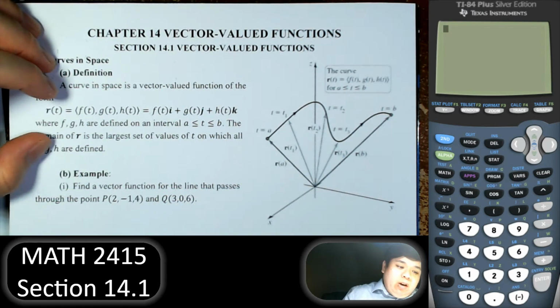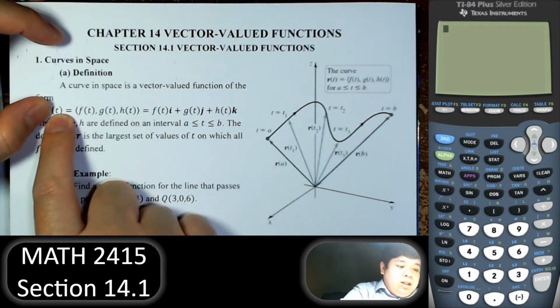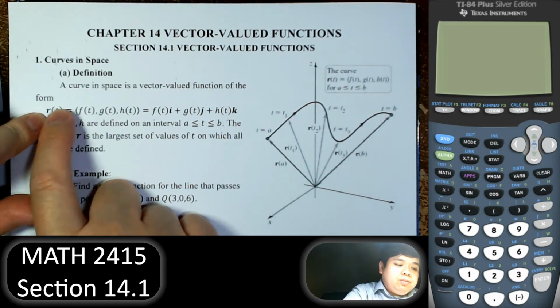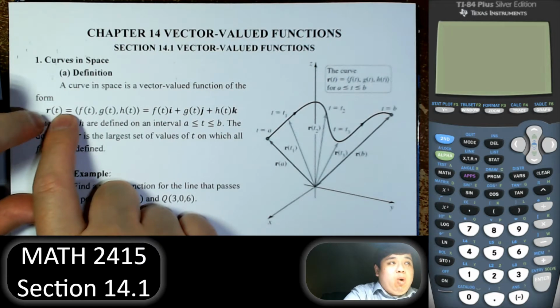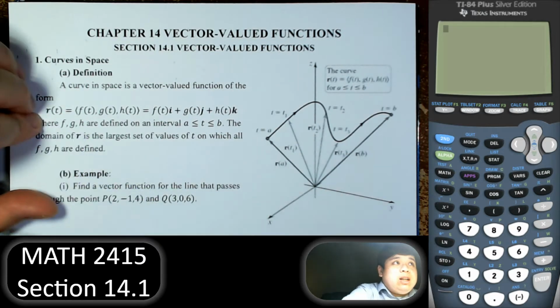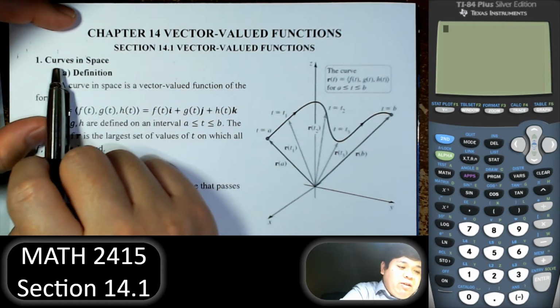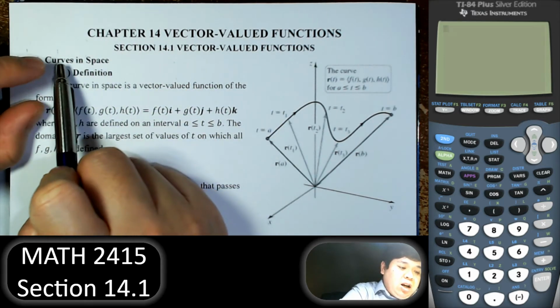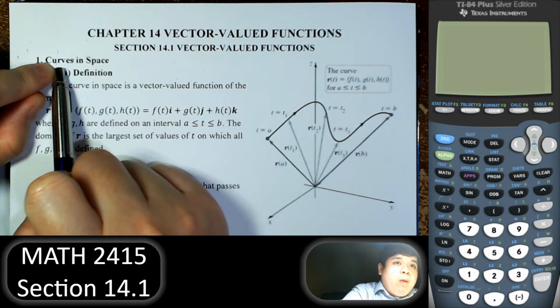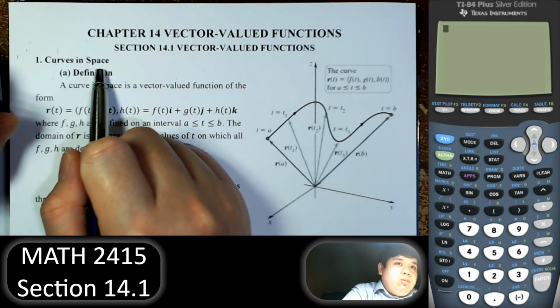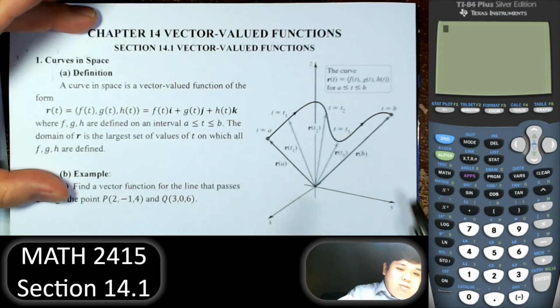So a vector valued function is a vector, and it's also a function because it's a function of maybe more than one parameter. We'll talk about that in a minute. But first, specifically, we have curves in space. A curve is a one-dimensional object and space is three-dimensional space.